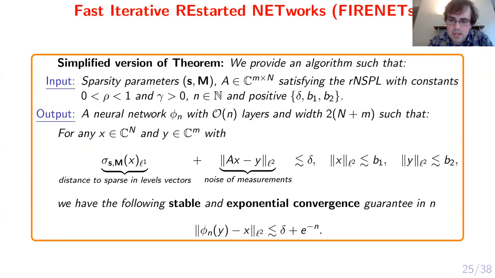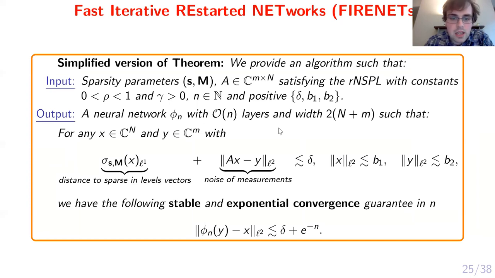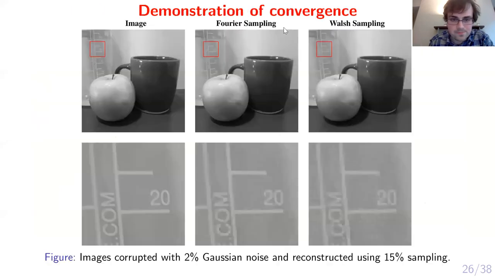And you can actually show in many cases that this delta is related to the 10 to the minus k that I had in the previous theorems. There's sort of this phase transition. Right, so before talking more about that, I'm just going to show you an example of this. I should have said, we call these neural networks FIRENETs, for fast iterative restarted networks. So you'll see why they're given the name in a second.